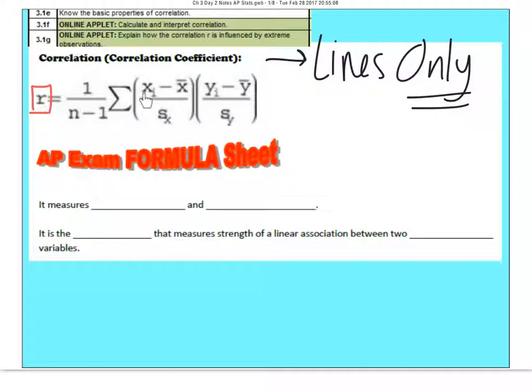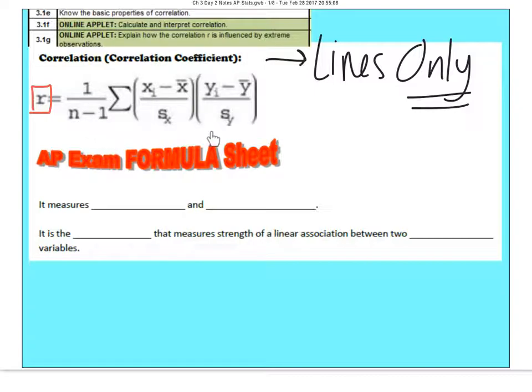You take the x piece of data minus the mean of the x's, over the standard deviation of the x's, times the y piece of data minus the mean of the y's, over the standard deviation of the y's. You multiply these two values together, and you get one value for the first ordered pair. Then you go back and do it again for the second ordered pair, and you do it for all 20 ordered pairs. Add that up and then multiply by this fraction.